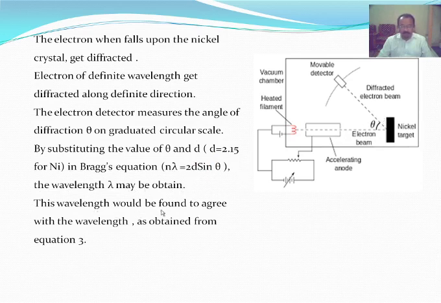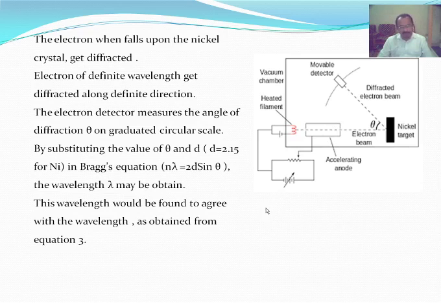This wavelength is found to agree with the wavelength as we obtain from equation 3. That means in the first part we get that wavelength which depends upon the potential difference of these two plates. This wavelength and the wavelength calculated by means of using this theta is the same. This indicates that the electron is having a wave character or the wave nature.